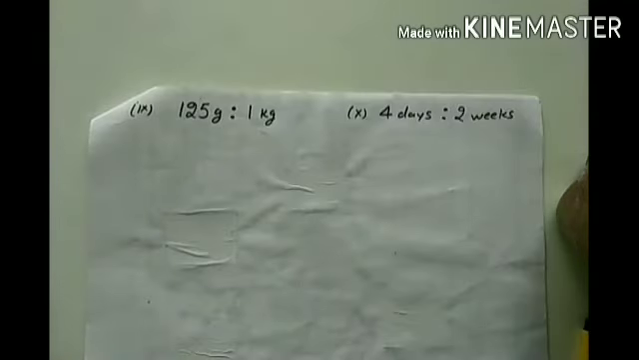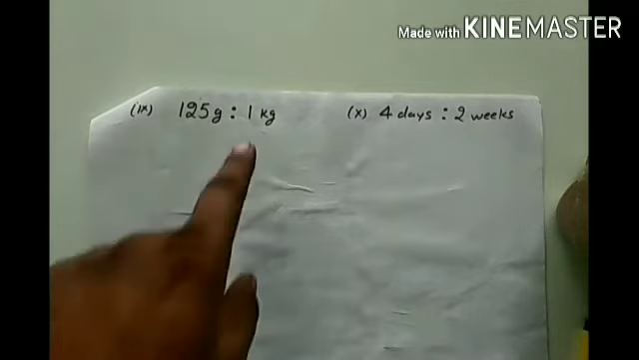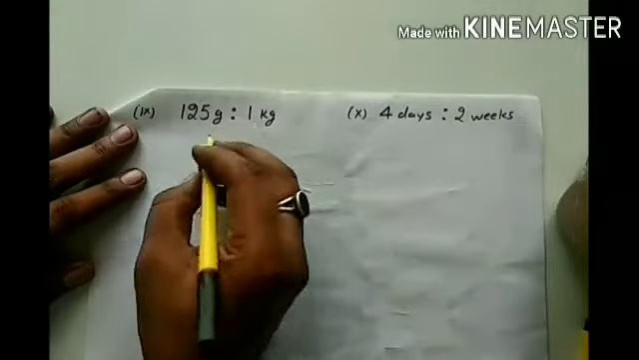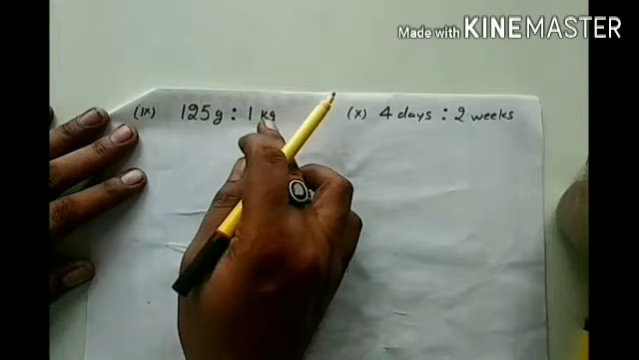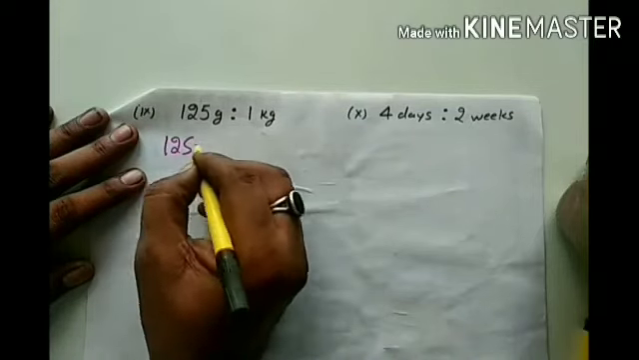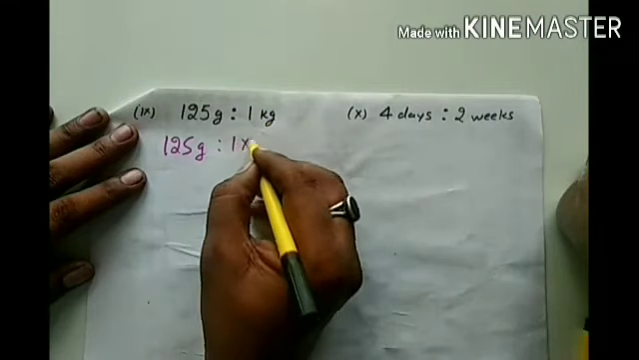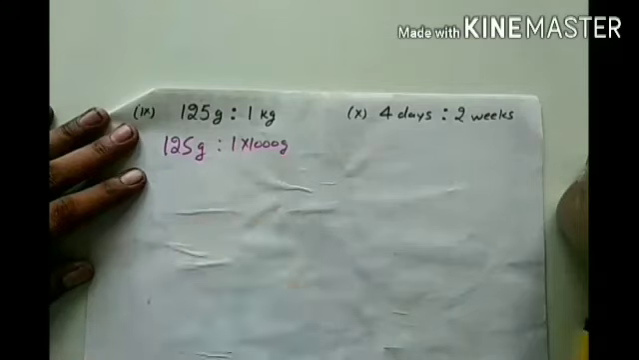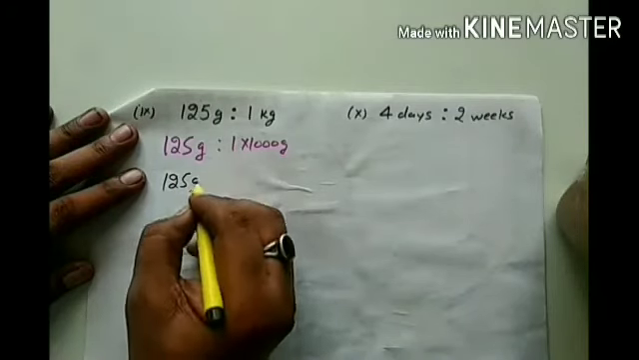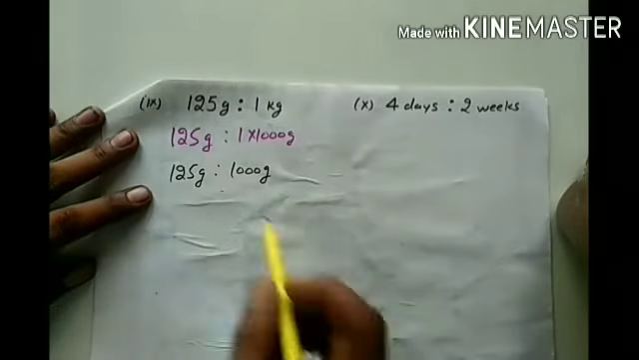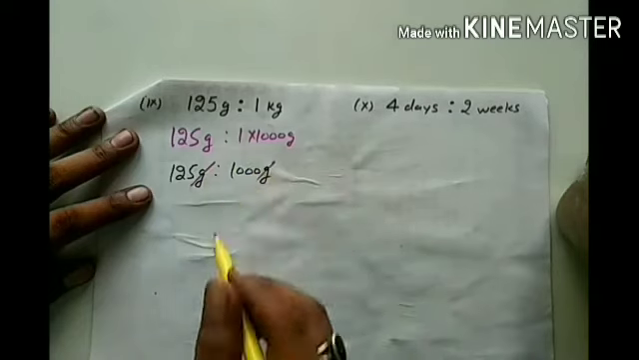Now we are on the next part, that is 125 gram and this is 1 kilogram. As we know, a ratio can be defined only with the same units, therefore firstly I will convert kilogram to grams. So 125 gram ratio, how many grams in 1 kilogram? 1000 grams. So now you can see this is 125 gram ratio 1000 gram. Okay, now you can skip the common thing, those are grams.